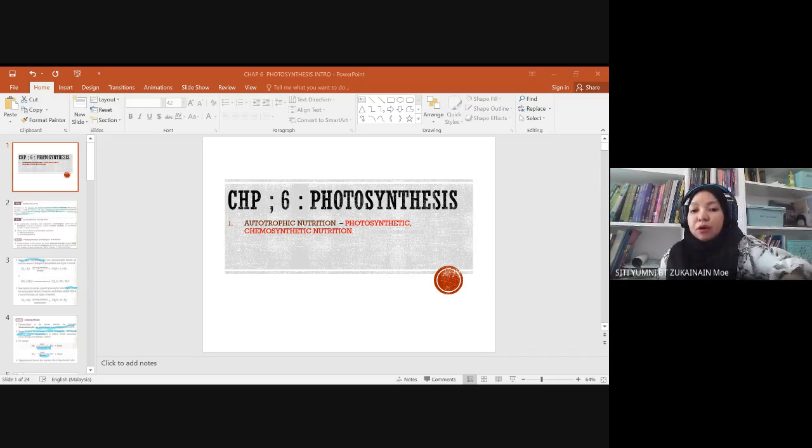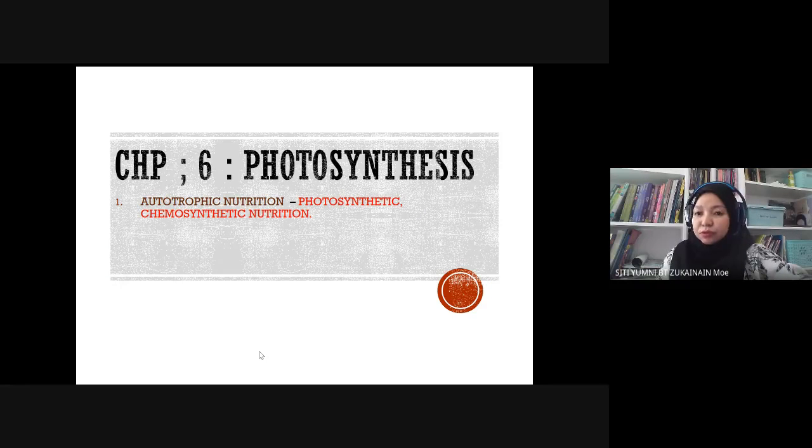So here I present about autotroph. An autotroph is an organism that uses energy from light or oxidation of inorganic substances to synthesize complex organic molecules from carbon dioxide and other inorganic substances. Autotrophs can synthesize their own food. They are producers in the biosphere. There are two types of autotroph, which are photoautotroph and chemoautotroph.